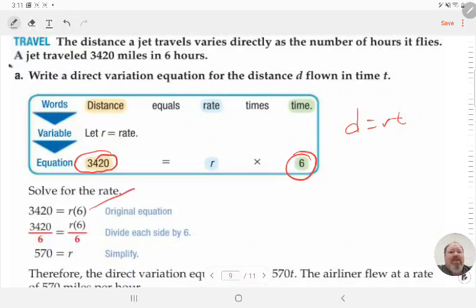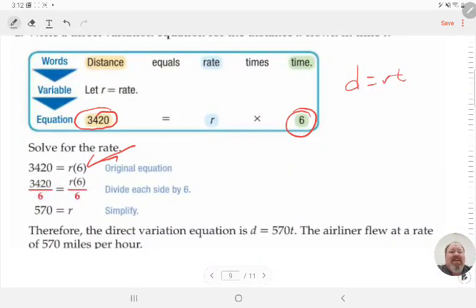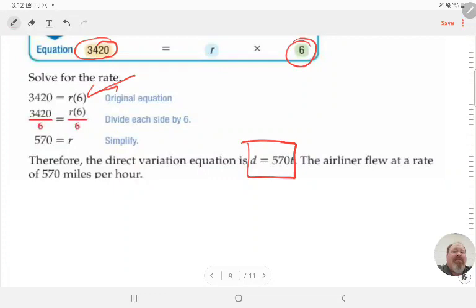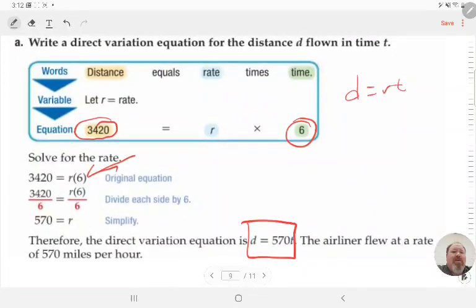So I end up with the equation 3,420 equals r times 6. I'm then going to divide both sides by 6, and I get 570 equals r. So therefore, the direct variation equation is d equals 570t. So the airliner flew at a rate of 570 miles per hour.